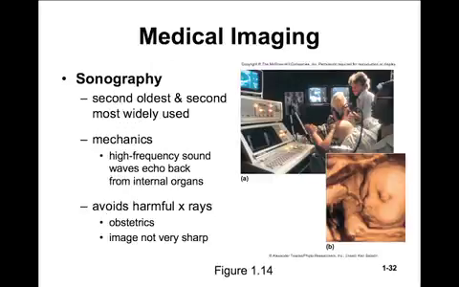The second oldest and the second most widely used technique is sonography or ultrasound. This is where we use high-frequency sound waves that echo back from internal organs and produce an image. The benefit here is that they're not harmful like X-rays, and they can be used to do ultrasounds in obstetrics to view a baby without doing any harm. The image, however, is not very sharp. So this was just a brief introduction to several of the most popular imaging techniques.